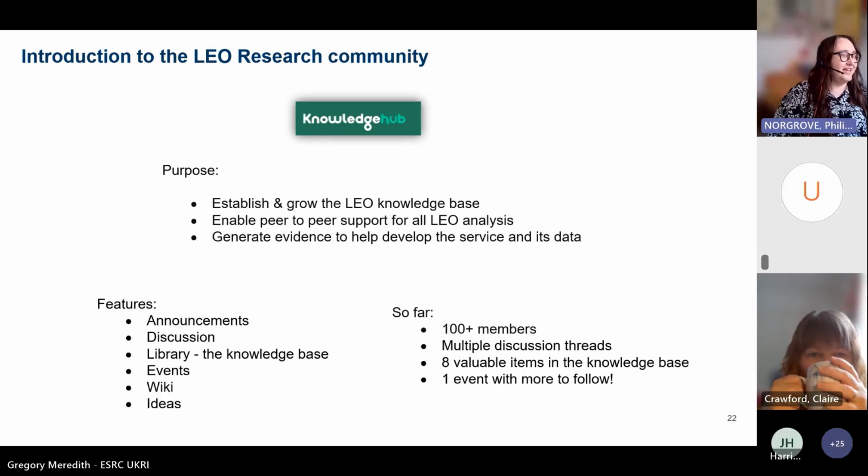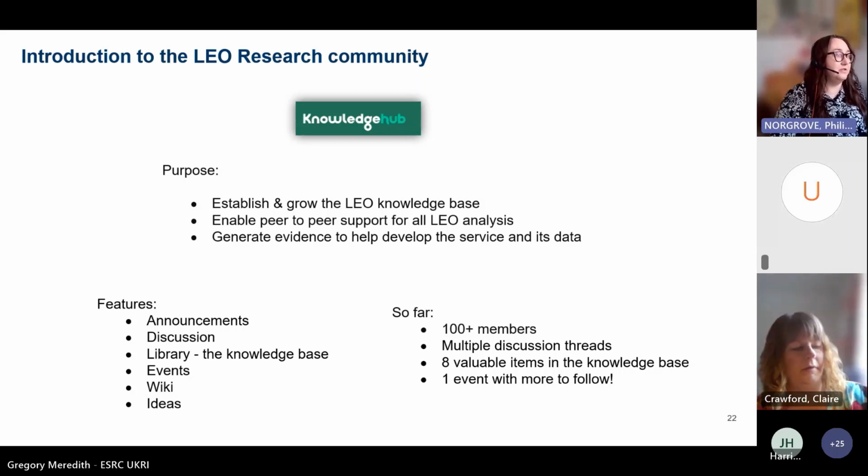And again, if you click again. Yeah, perfect. So just again to mention the Leo research community. This is hosted on a Knowledge Hub, the K-Hub. And the purpose of the community is to establish and grow the Leo knowledge base, enable peer-to-peer support for all Leo analysis, and generate evidence to help develop the service and its data.